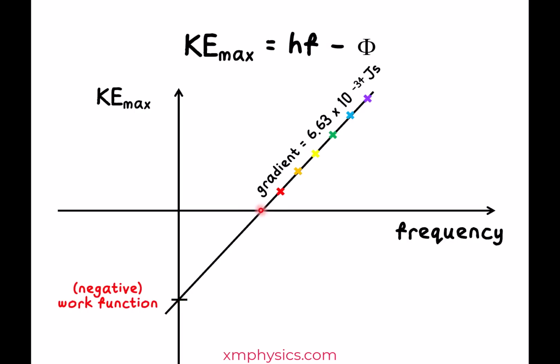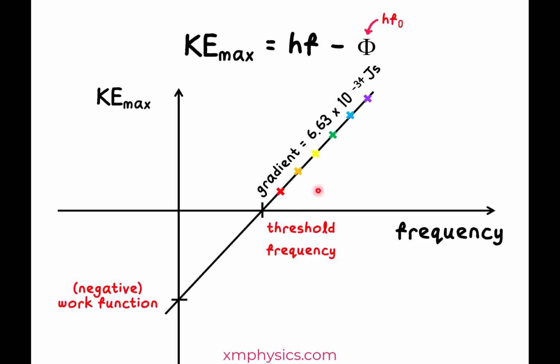What about the x-intercept? This is the frequency at which Ke max is 0. That means this is the frequency at which the emitted photoelectrons have 0 Ke. So this must represent the threshold frequency. Or you can look at the equation. Remember the work function equals hf naught, where f naught is the threshold frequency. So when f equals f naught, the right hand side is 0, meaning Ke max is 0.